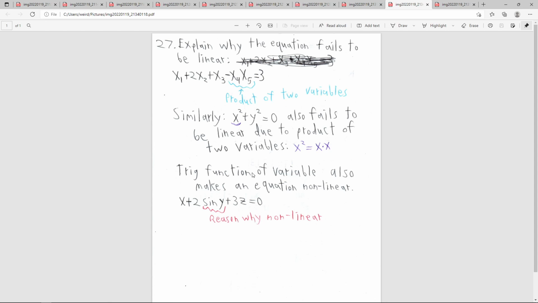Another common one is a trig function of the variable. It also makes an equation nonlinear, so x plus 2 times sine y plus 3z equals 0. It's nonlinear because of the sine of y. Any complicated function, like trig functions especially, but also exponentials, would make it not linear. Logarithm, I think, is the other common one. It's no longer linear, it's logarithmic then. But yeah, that's just a good thing, and we'll go over it again briefly in the next section as well, linear stuff.